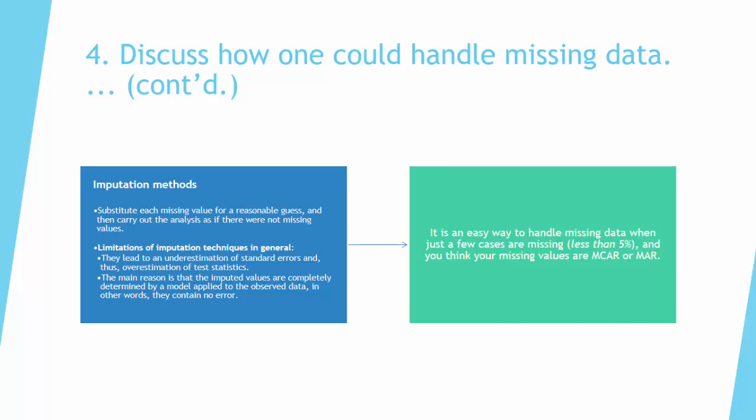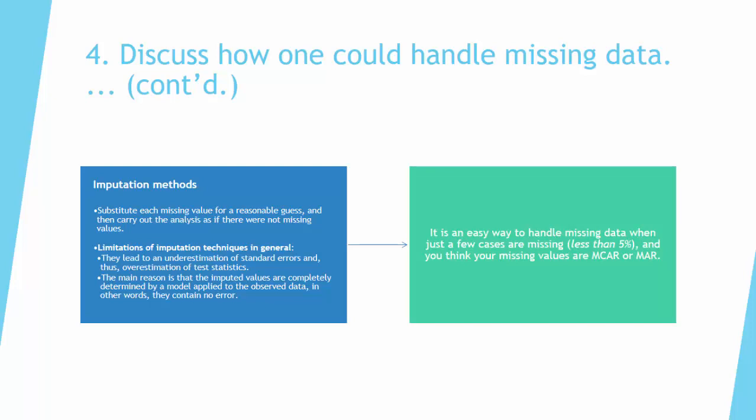It's important to point out that imputation is an easy way to handle missing data when just a few cases are missing, that means less than 5%, let's say. And the types of missingness that work well with imputation are missing completely at random or missing at random. Also, when missing not at random, it can be used, but mostly for this you use multiple imputation, which is more complex and can deal with missing at random or not missing at random.